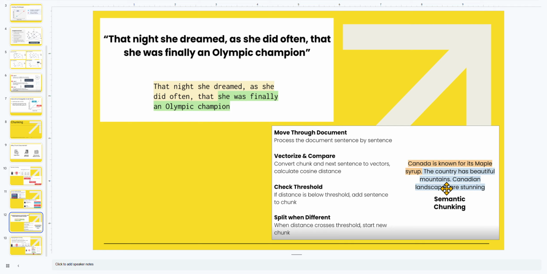So let's say, okay, Canada is known for its maple syrup. The country has beautiful mountains. Canadian landscapes are stunning. Now both these sentences are talking about the same thing, which is Canada, because you see, landscapes, country. It's all talking about the country, right? And it's talking about, I don't know, some characteristics of the country and stuff like this.